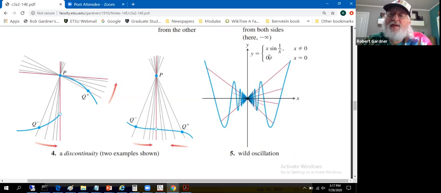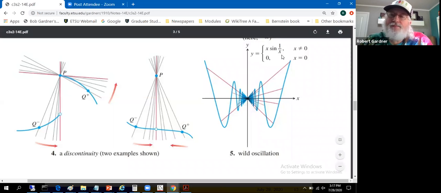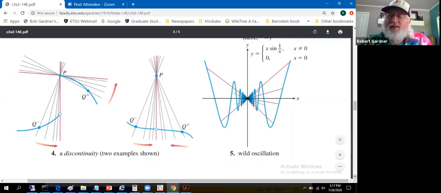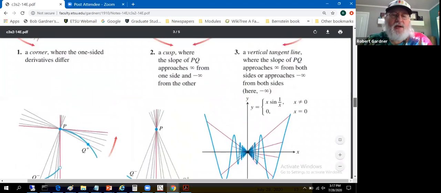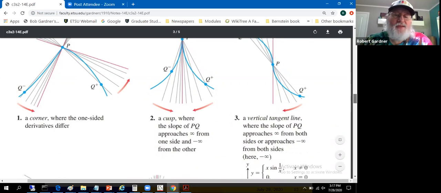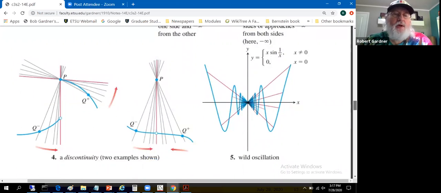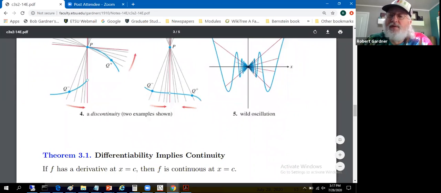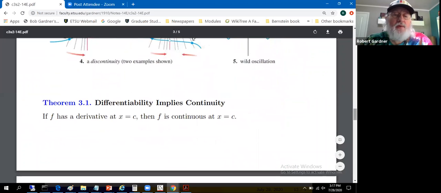Okay. They're looking at the function x sine 1 over x. If we were to change that to x squared sine 1 over x, it'd be differentiable at 0, it turns out, with a piecewise definition. So I'm hesitant to get into the wild oscillation. Really, the ones that will affect us, because we'll graph these things, are corners, cusps, and vertical tangents. Now, there's some other things that can go wrong as well. Part 4, where they talk about the discontinuities, we can explain with Theorem 3.1.